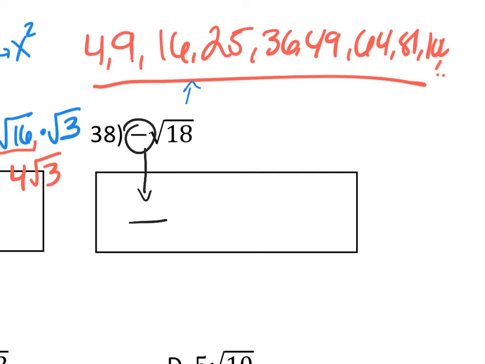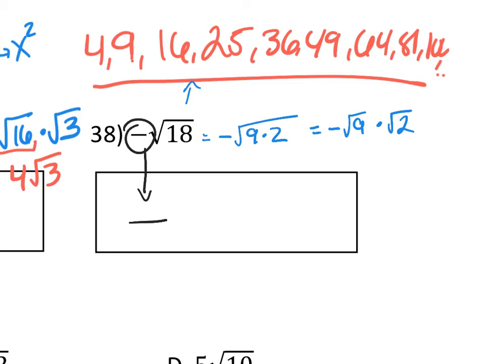18 divided by 4. Nope, that's a decimal. 18 divided by 9. That one works. Let's start there. So we'll have negative square root of 9 times 2, because 9 times 2 is 18. Then we can split it up as negative square root of 9 times the square root of 2.